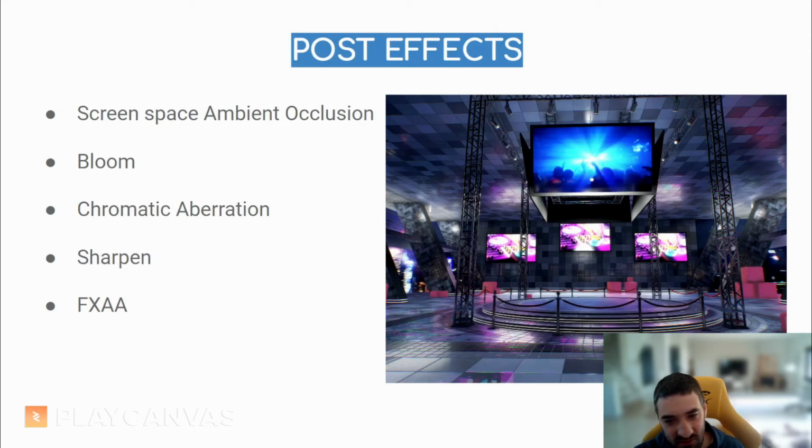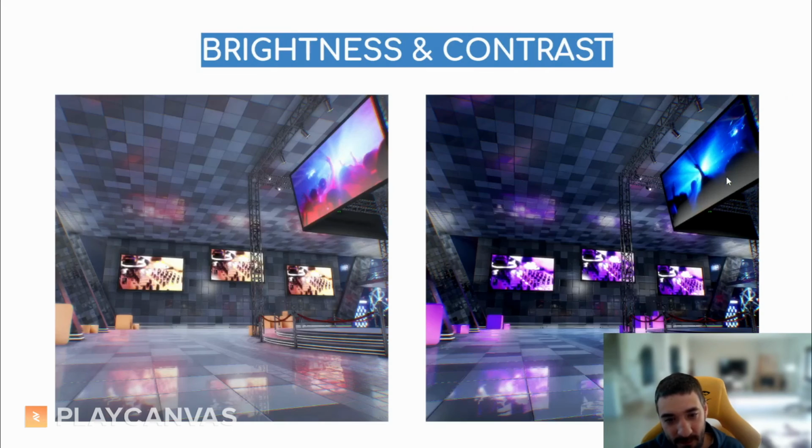Chromatic aberration, it's an effect that on the edges of your display makes the pixels distort in a way that mimics photography lenses. Sharpen, we barely use this, but we saw that in this specific scene, because there are so many different colors in the pixels, it can help highlight the edges of the geometry, and FXAA to reduce aliasing.